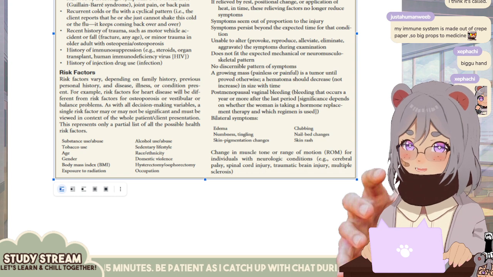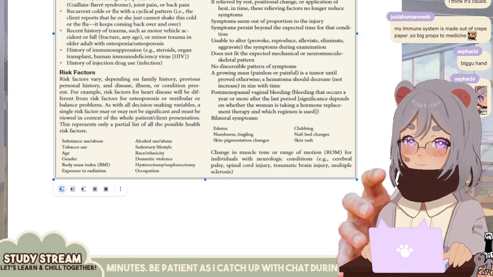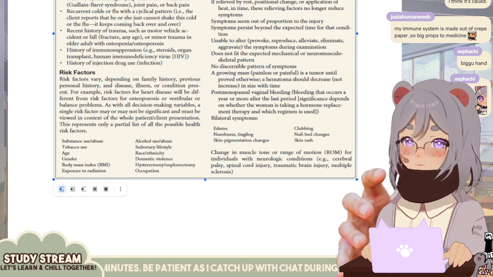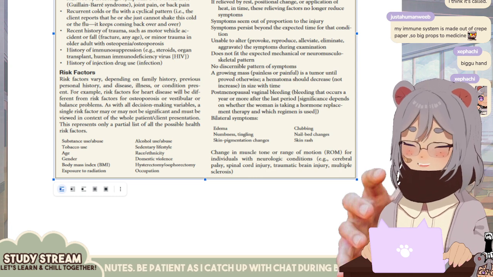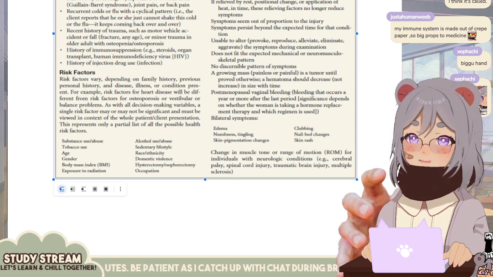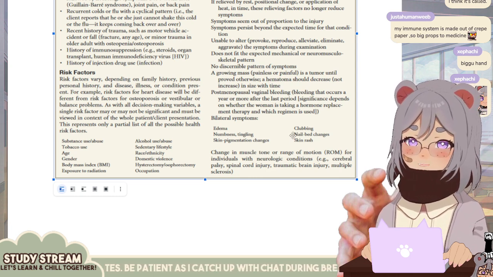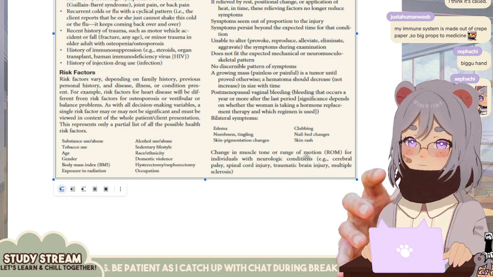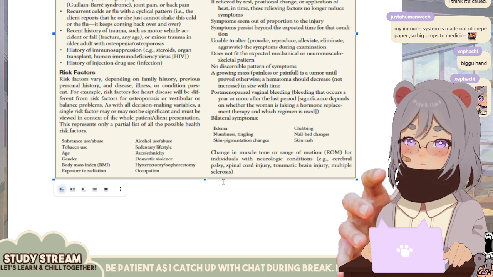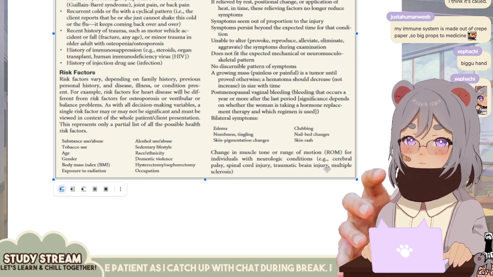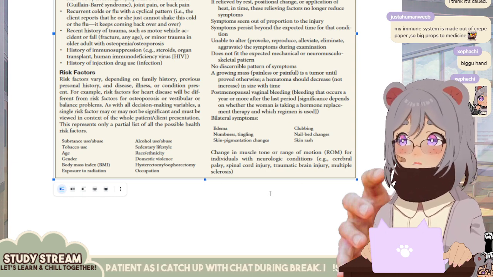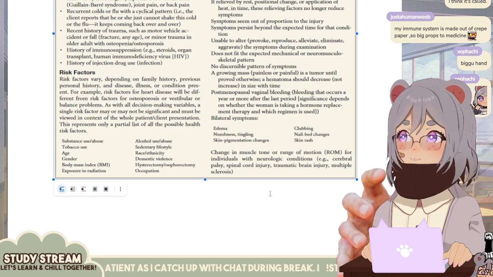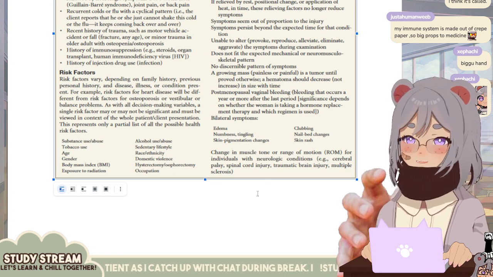Numbness and tingling, skin pigmentation changes, clubbing, which we'll talk about a little bit with the integumentary system, nail bed changes, skin rash, and changes in muscle tone or range of motion for people with neurological conditions such as cerebral palsy, spinal cord injury, traumatic brain injury, multiple sclerosis. All those are going to be red flags, so please, again, be on the watch out, okay?